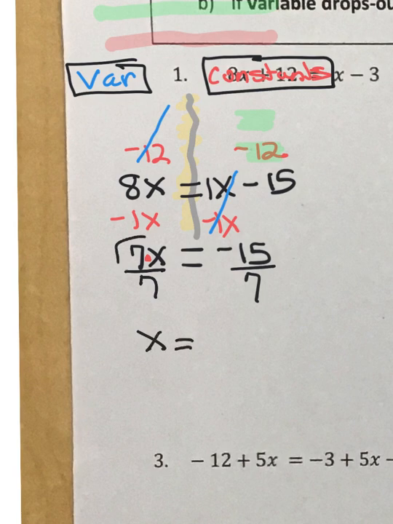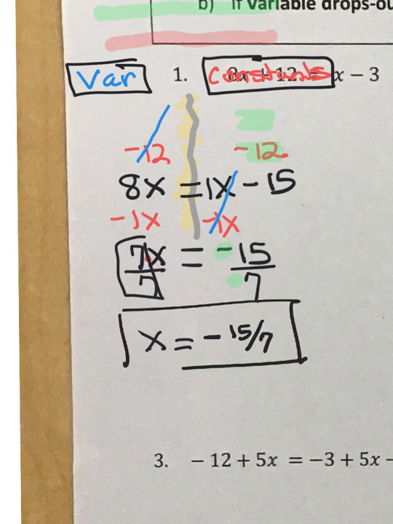Right? 7 divided by 7 is 1x, and 1 times x is just x. And then a negative divided by a positive. So watch those sign rules. A negative divided by a positive, wouldn't that mean our answer is going to be a negative? And 7 doesn't go into 15 evenly. So we're just going to leave our answer as 15/7. So our answer turns out to be a fractional answer.